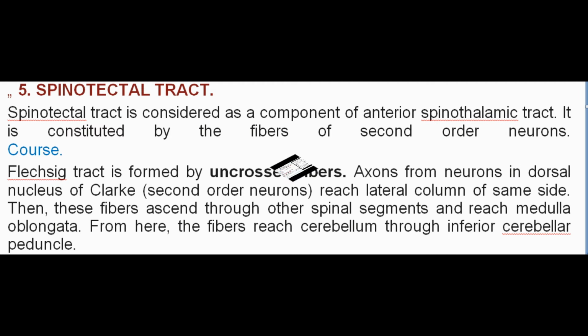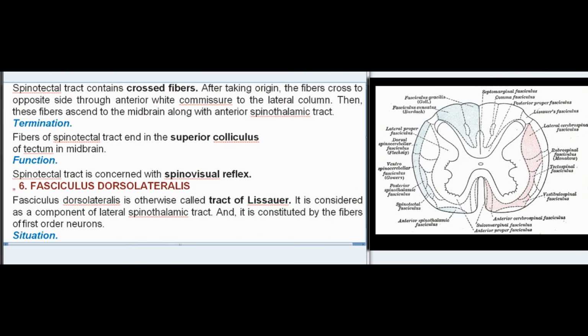Course. Spinotectal tract contains crossed fibers. After taking origin, the fibers cross to opposite side through anterior white commissure to the lateral column. Then, these fibers ascend to the midbrain along with anterior spinothalamic tract. Termination. Fibers of spinotectal tract end in the superior colliculus of tectum in midbrain. Function. Spinotectal tract is concerned with spinovisual reflex.